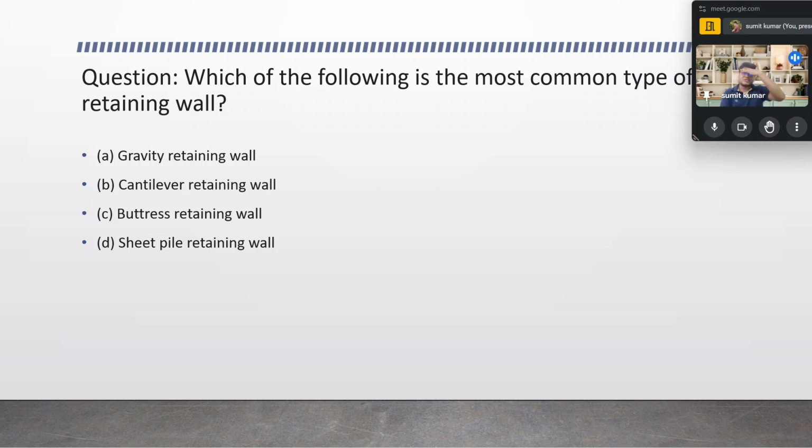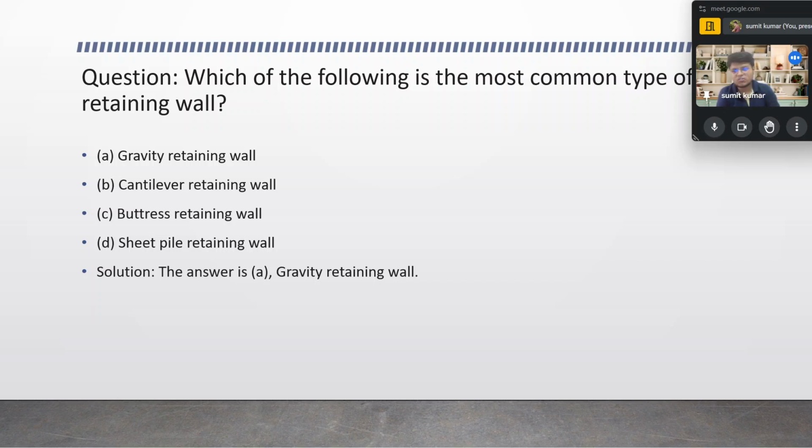Okay, so now we are moving to the next problem. The next problem is: which of the following is the most common type of retaining wall? Gravity retaining wall, cantilever retaining wall, buttress retaining wall, sheet pile retaining wall. Over here, the question is about the most common type. So you know that the most common type of retaining wall is the gravity retaining wall, because it is self-supported. There is no extra section needed to support it.